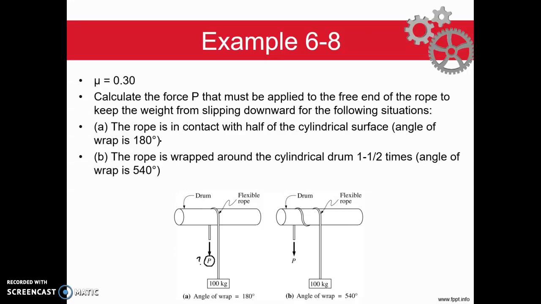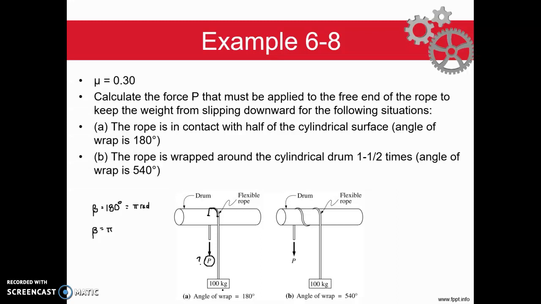So part A, the rope is in contact with half of the cylindrical surface. So it begins contact right here. It goes through half a rotation, or 180 degrees, and then ceases to be in direct contact with the drum. So for part A, beta is 180 degrees, but we don't want to use degrees, we want to use radians. So 180 degrees is equal to pi radians. So beta is equal to pi for part A.